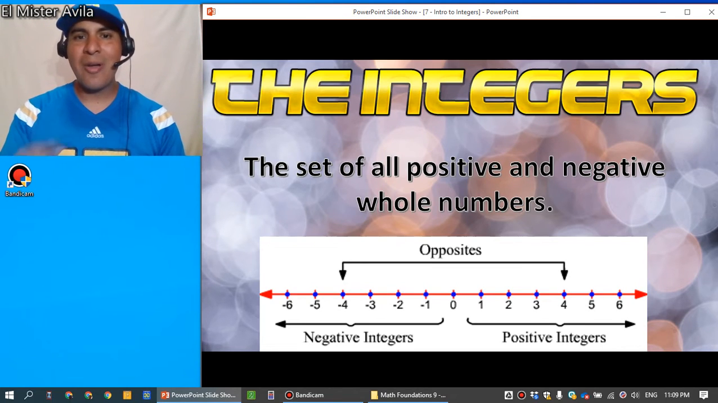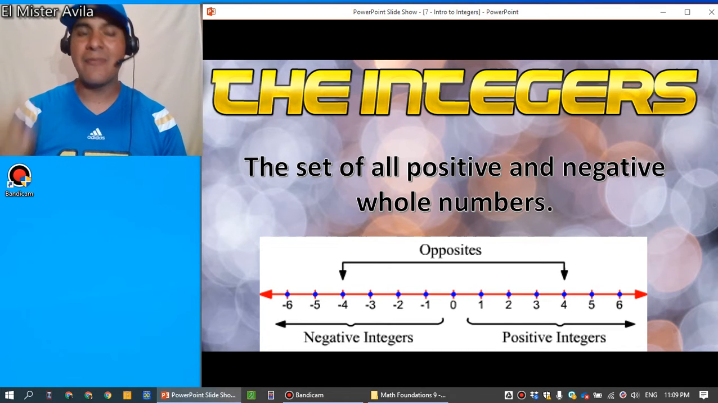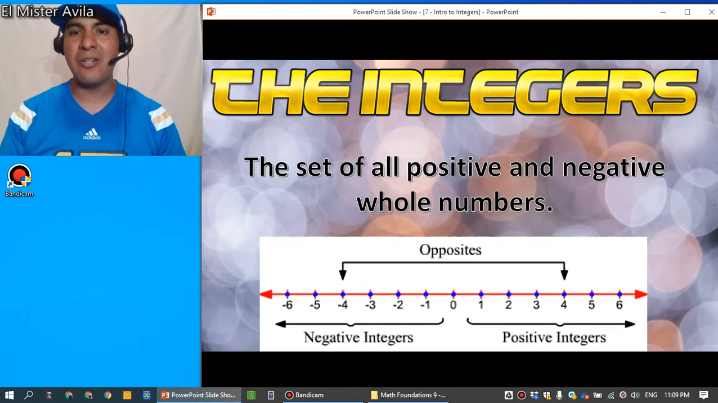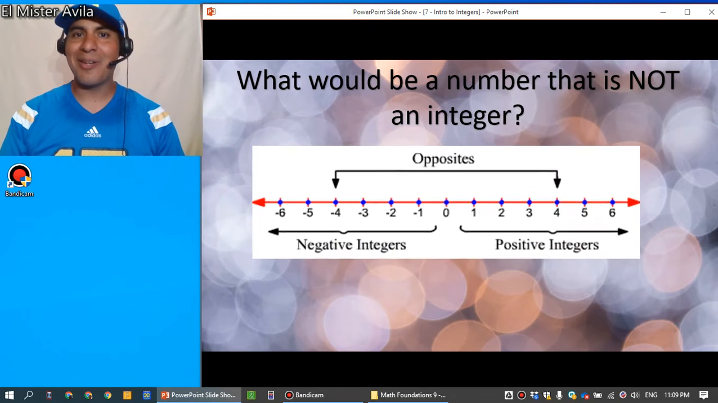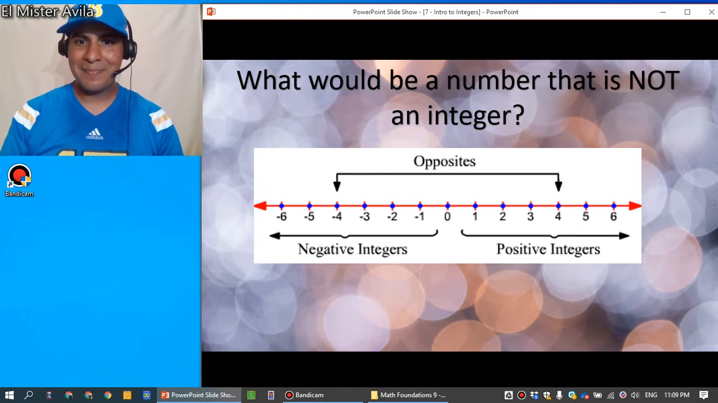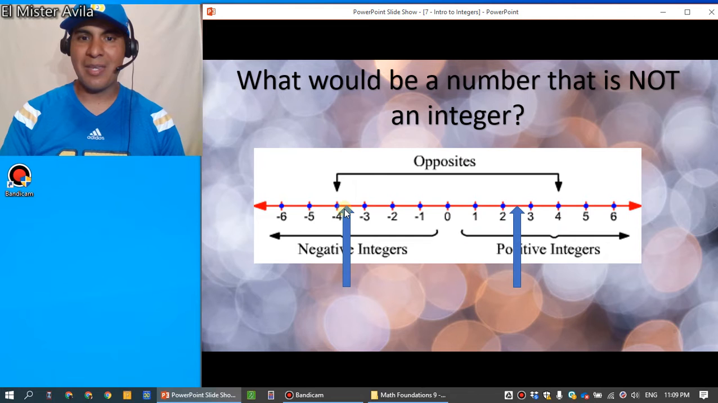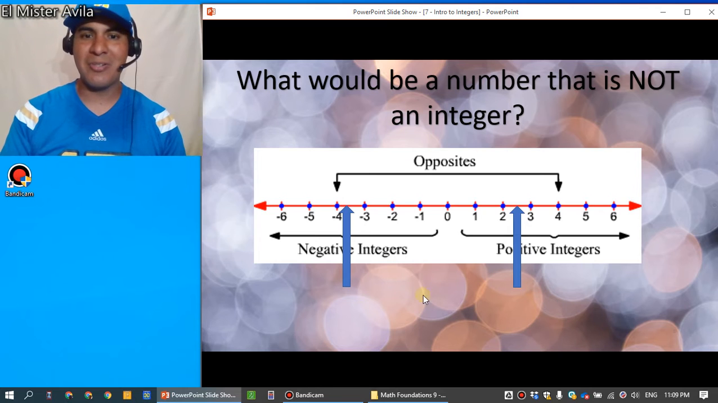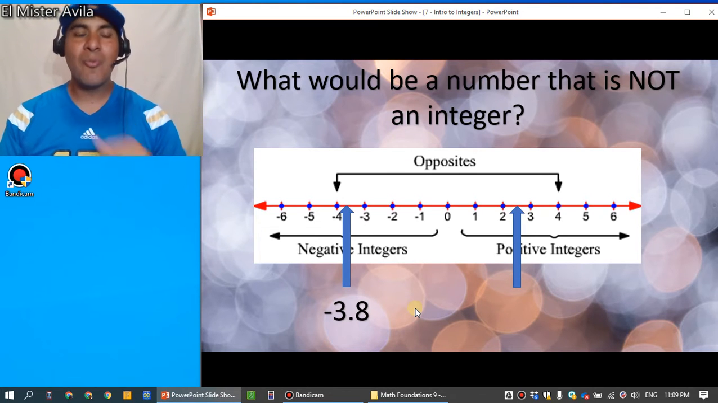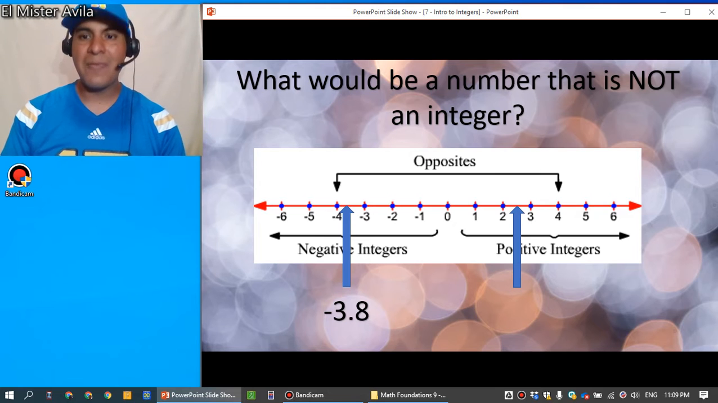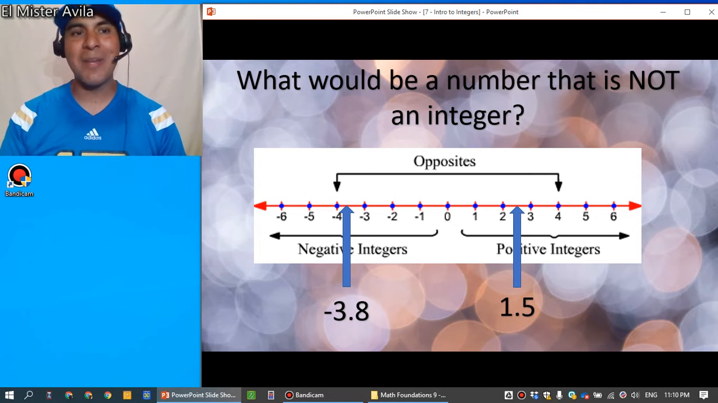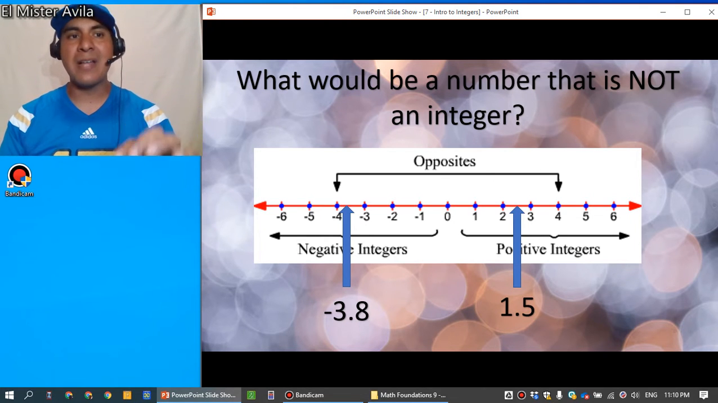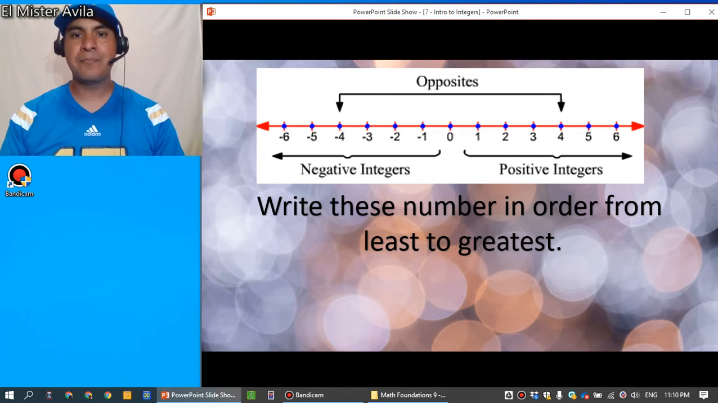I'll give you a hint. Going back to this definition, it says the set of positive and negative whole numbers. In order for it to be an integer, it needs to be a whole number. So can you think of a number that's not an integer? How about these numbers? Look at where those arrows dropped, here and here. Those are not going to be whole numbers because they're in between whole numbers. For example, the number -3.8 would be a number, but not an integer. The number 2.5 would be a number, but it's not an integer. So integers have to be positive or negative whole numbers.